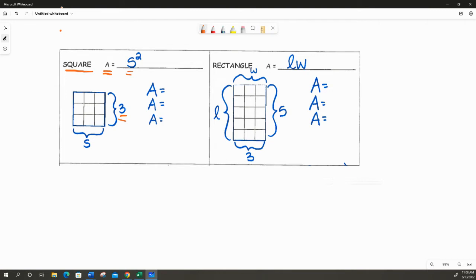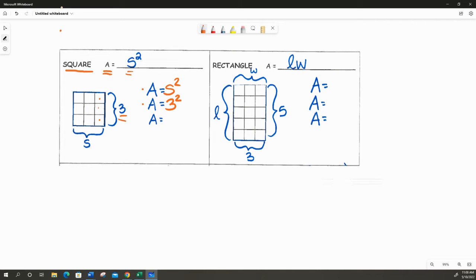The first thing that I want to do is go ahead and write my formula. My formula is side squared. The second line of information that you want to have is where you're plugging in the information that you're given. In this particular case, this side is 3. It's 3 units, 1, 2, and 3 units. So I'm going to write 3, and then I make sure I attach my squared to it.